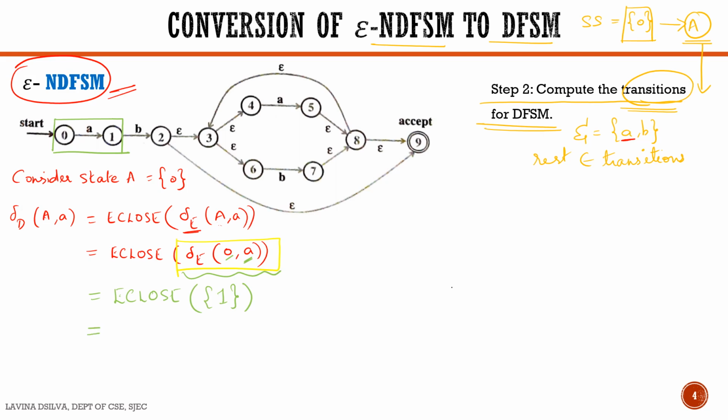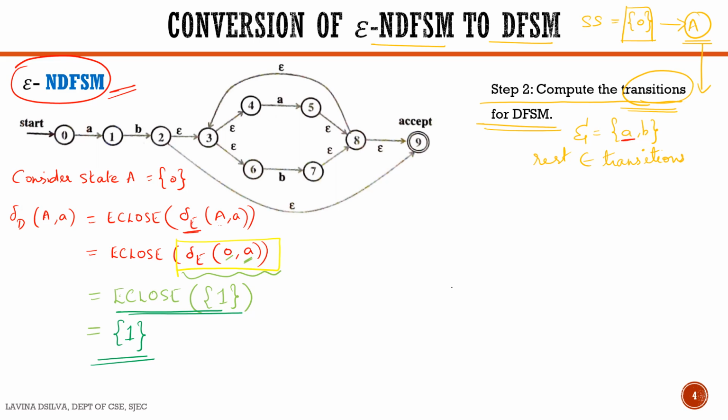What is E closure? E closure of a particular state is all the states which are reachable from that state on receiving an epsilon transition. Now we are in state 1. Do we have an epsilon transition? No, there is no epsilon transition defined. Therefore, E close of 1 is the same state itself, 1. Next, we'll consider the input B for this start state.